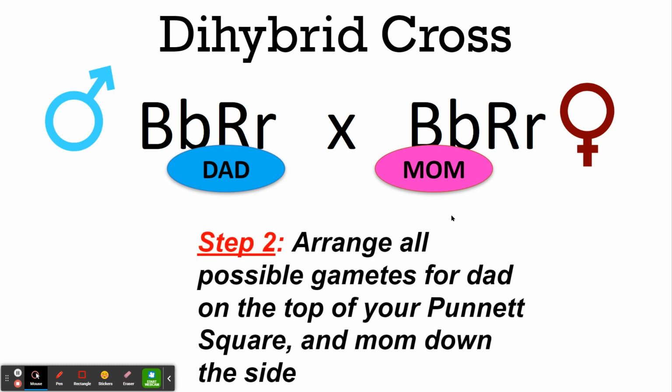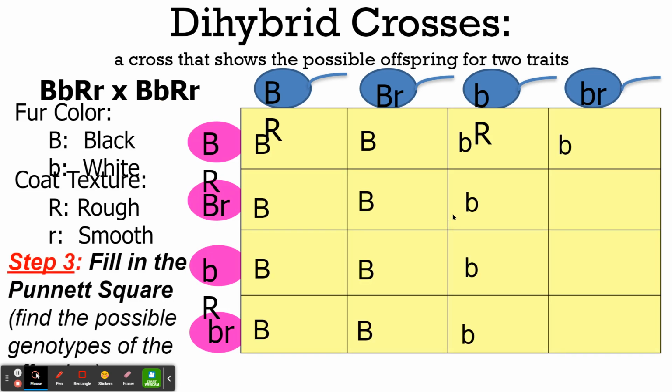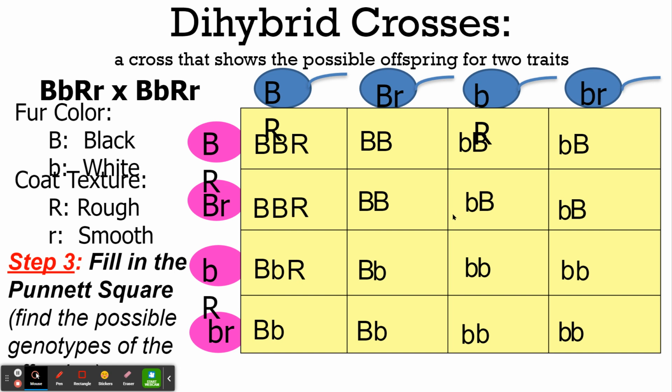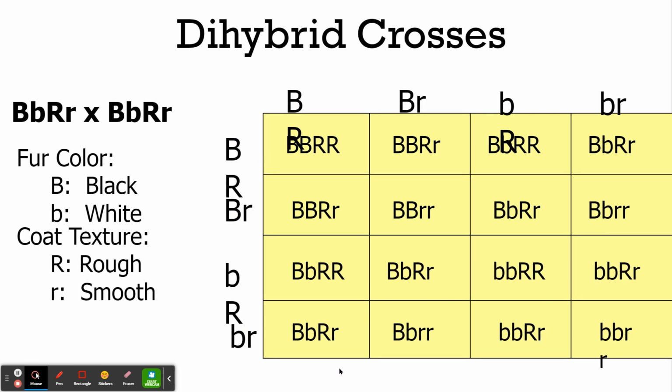Arrange all the possible gametes for dad on the top of your Punnett square and mom down the side. These are a little off because of the slide, but I think we get it. Okay, that works out. Right, that's good. Okay, and so we have that finished up.